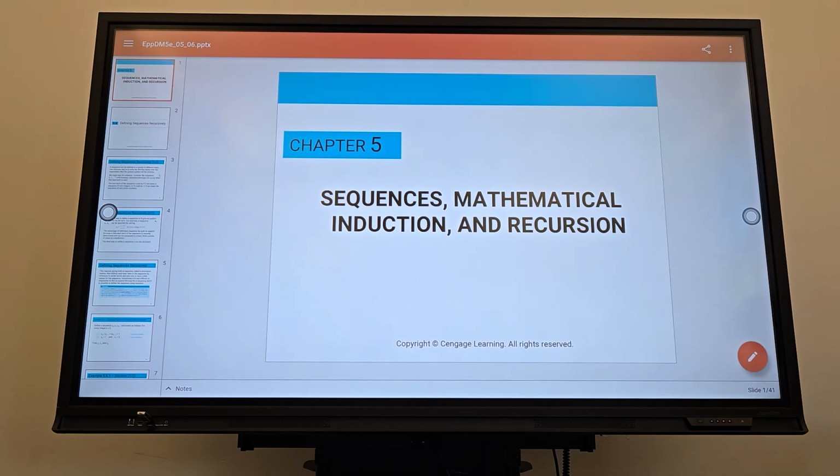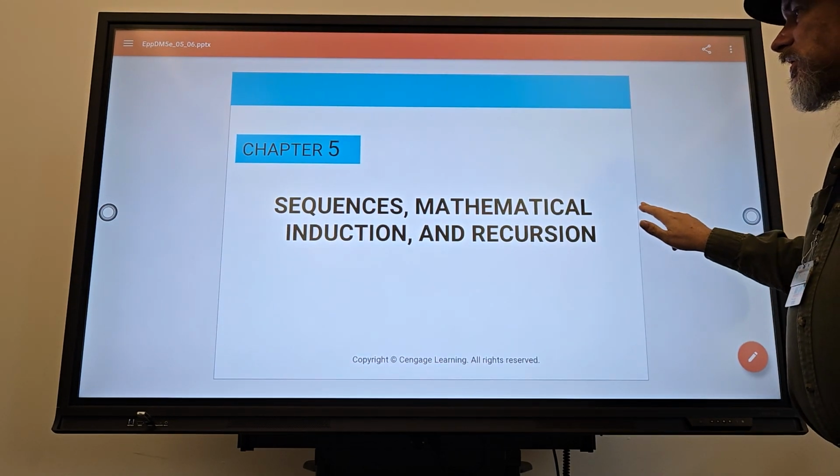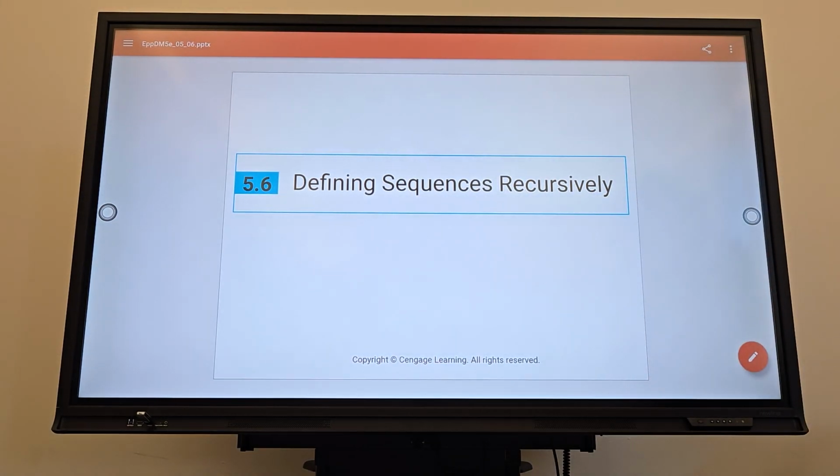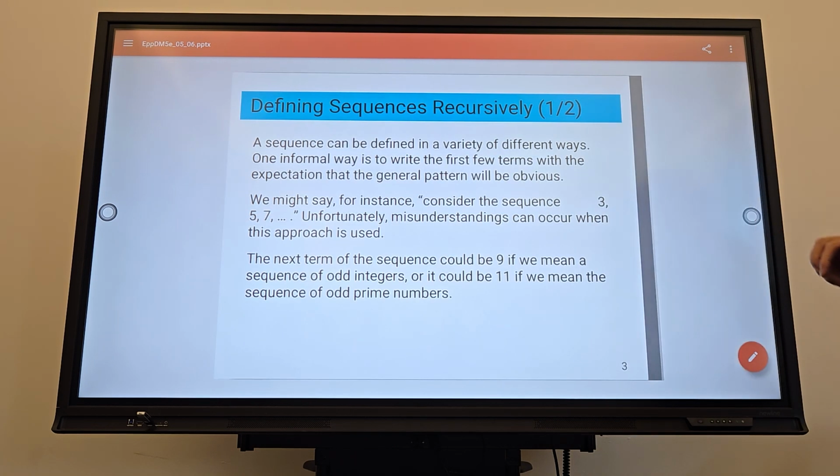Today we're continuing with sequences, mathematical induction, and recursion. Defining sequences recursively. A sequence can be defined in a variety of ways.